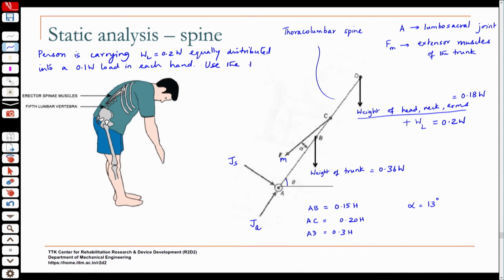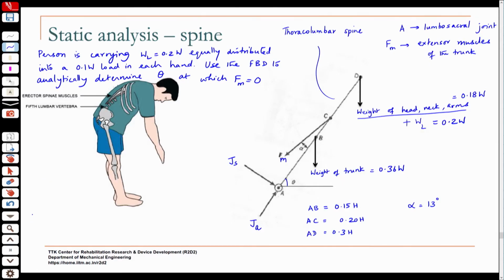Use the free body diagram to analytically determine theta at which Fm equal to 0. At what angle of the spine does your muscle not have to exert any force at all?